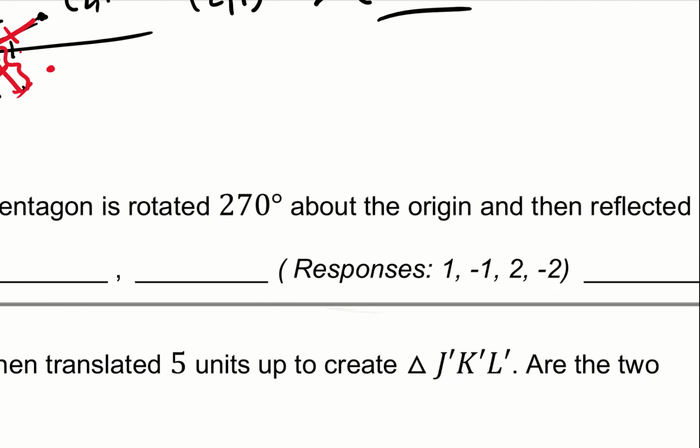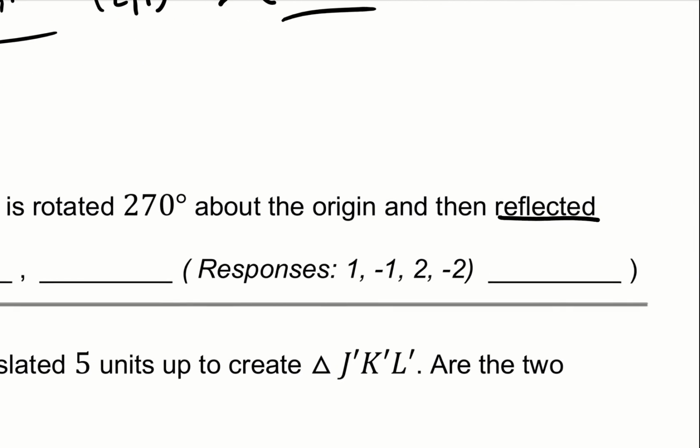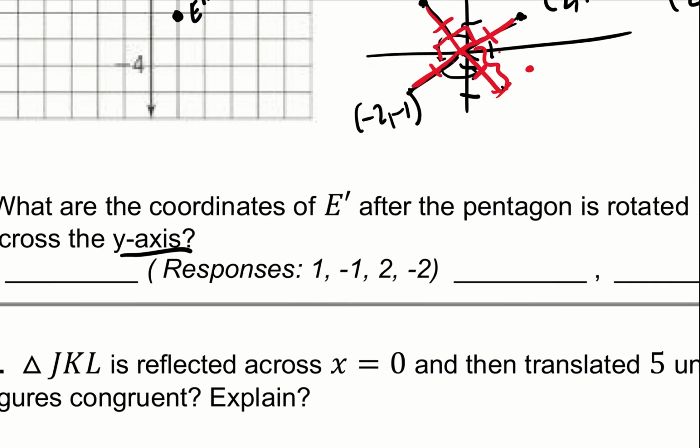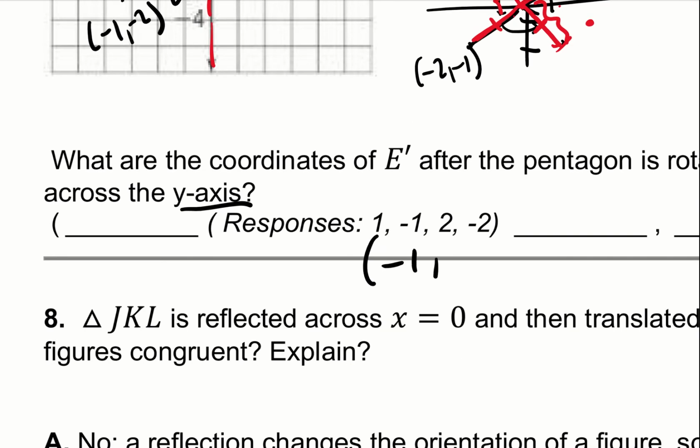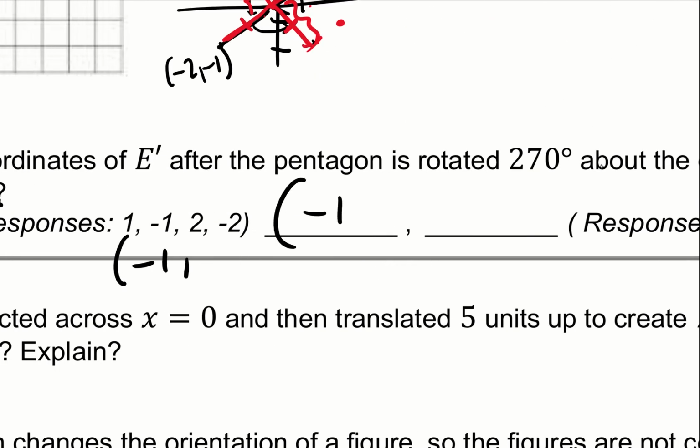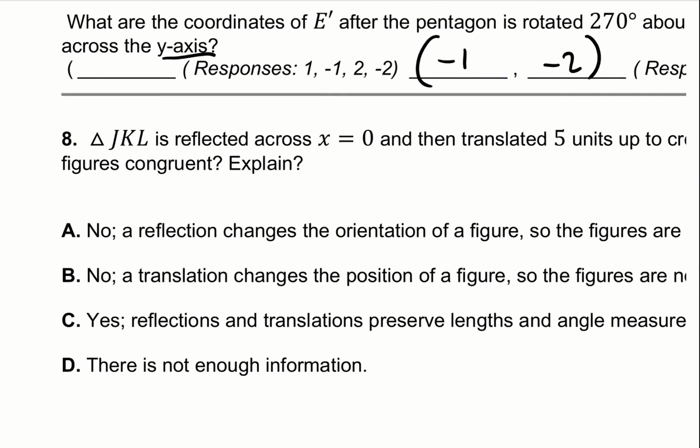Now to make it into a prime, I will reflect it across the y-axis. Remember that this is the y-axis here. I'm going to reflect it across that on the opposite side, like over here, and that will be E prime. So the coordinates there are -1, -2. I guess I should put it here for the response. All right, and that takes care of that question.